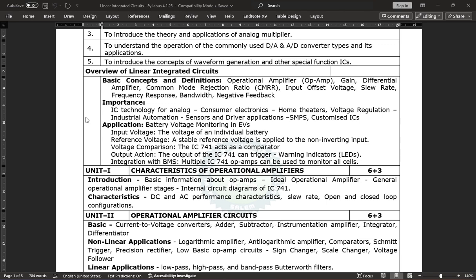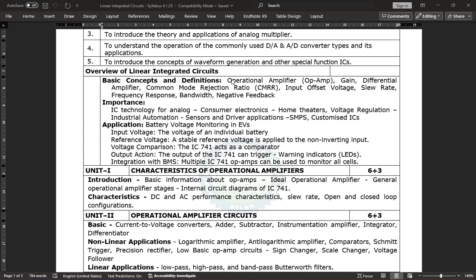In this session, we are going to see the basic concepts and definitions related to this LIC course. Predominantly, we are going to read about the operational amplifier, the gain, and after that we need to know what a differential amplifier is, what common mode rejection ratio means, and some of the terminologies associated with this op amp, such as input offset voltage, slew rate, what is frequency response, what is bandwidth, what is negative feedback, and what are the advantages of negative feedback.